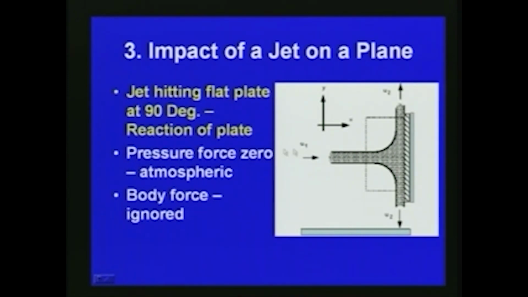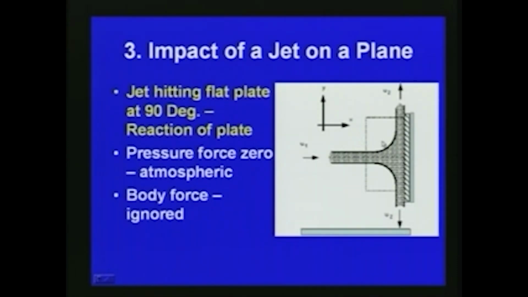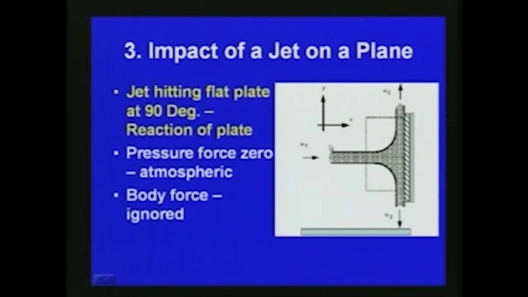If we assume that the velocity of the jet is u1, then the velocity in the upward direction is u2 and the velocity in the downward direction is also u2, due to the symmetrical case. The body force is ignored. The velocity of approach of the jet is u1, and after hitting the flat plate, the velocity is u2 in the upward and downward directions.